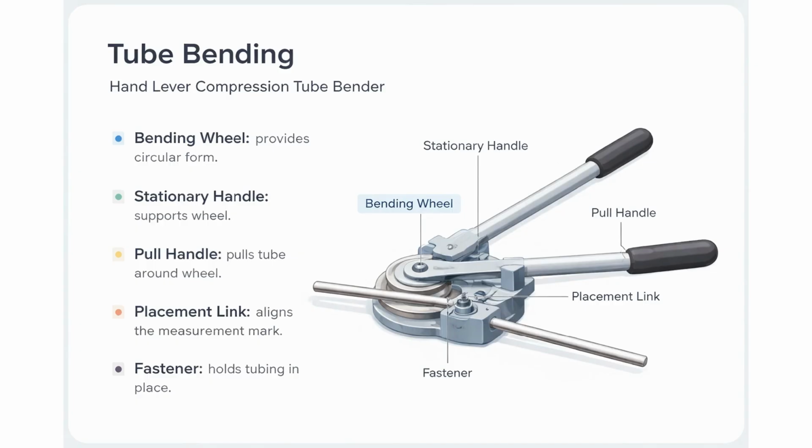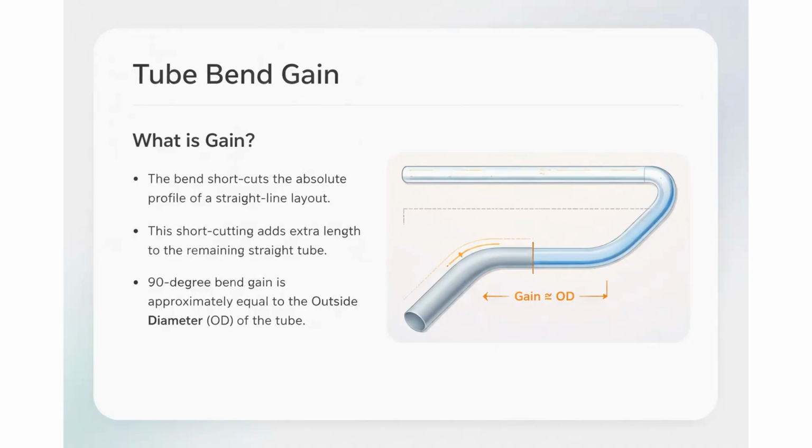An important concept in bending is tube gain. When you bend a tube, it doesn't follow a sharp 90-degree corner. It takes a shorter curved path. This shortcutting actually leaves you with extra length on the straight portion of the tube, which we call gain. As a rule of thumb, the gain for a 90-degree bend is roughly equal to the outside diameter of the tube.